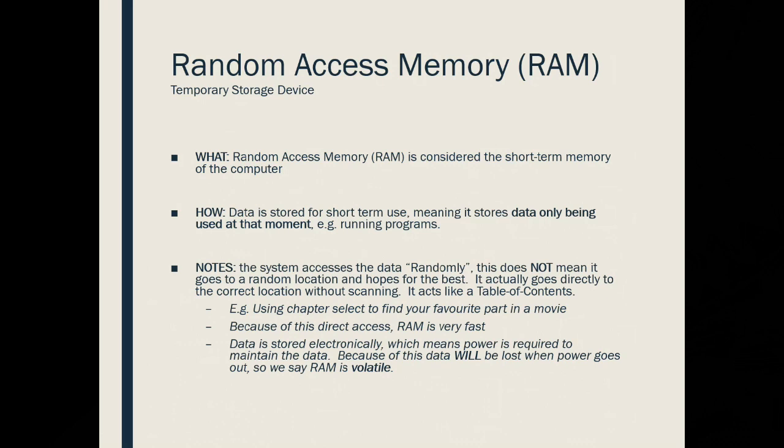So RAM does not store its data magnetically. It actually stores it electronically, which means it requires power, at least a tiny trickle of power running through it to maintain its data. So if we shut down our computer or the power goes out, it no longer has that charge to maintain the data. So it loses it. So for this reason, we say that RAM is volatile. It's unstable, which means when power goes out, we lose that data.